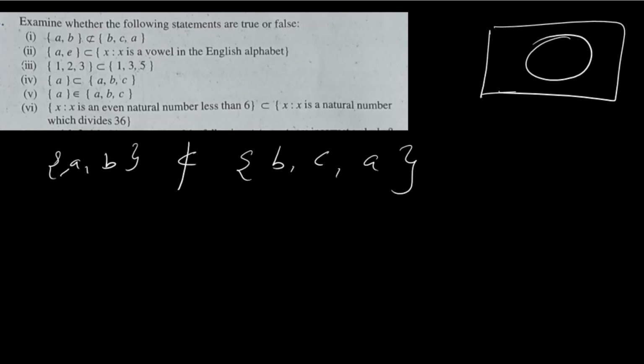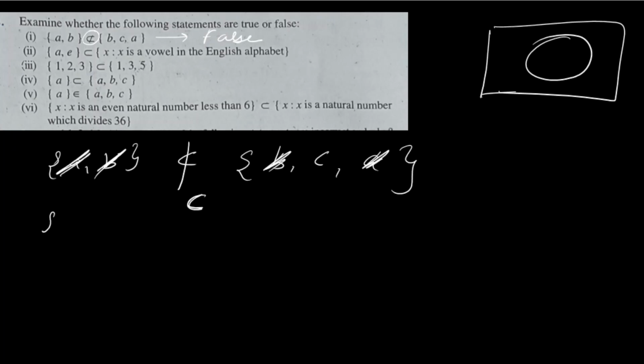So here A is there, here also B is there, and in the other set also. So both the elements of the first set are there in the second set also, which means this should be a subset. But what they have mentioned here is that it is not a subset, which means the first one is false because it should be a subset.